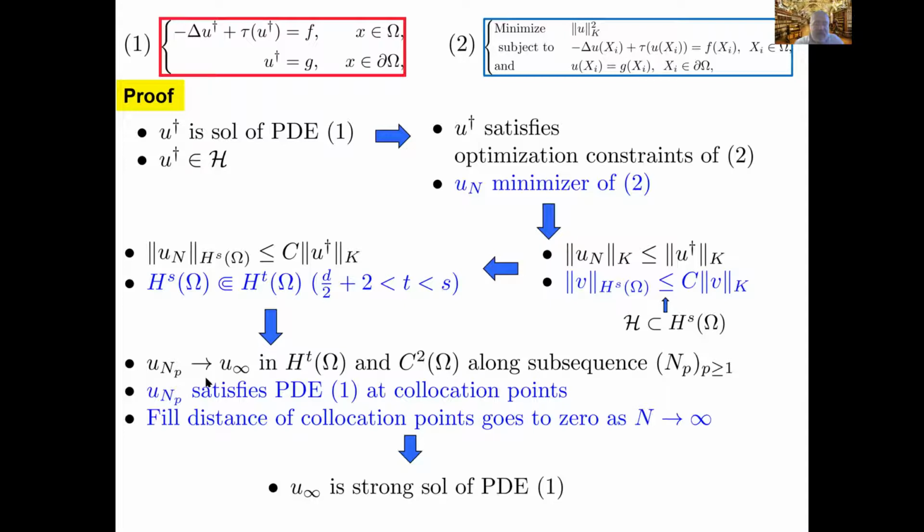Now, since along that subsequence, the un satisfies the PDE at collocation points, and since the fill distance at collocation points goes to 0 as n goes to infinity, we deduce that this limit is a strong solution of the PDE. And since this solution is unique, we deduce that the limit is unique. And since it is independent of the subsequence, we deduce that the whole sequence is convergent. Okay, so the proof is fairly simple.